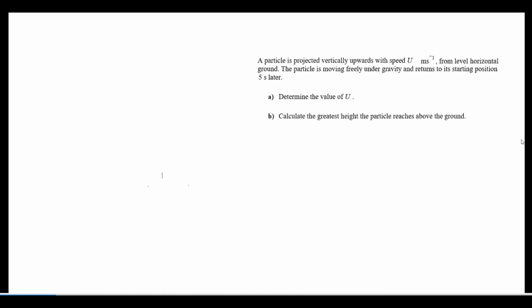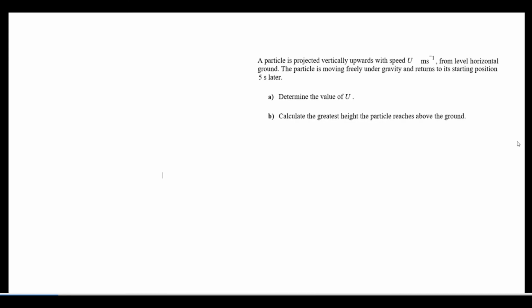So in this question, we've been told that a particle is projected vertically upwards with an unknown speed. So the speed at the moment is u meters per second. From level horizontal ground, the particle is moving freely under gravity and returns to its starting position 5 seconds later. So that's quite a lot of information we've been given there.